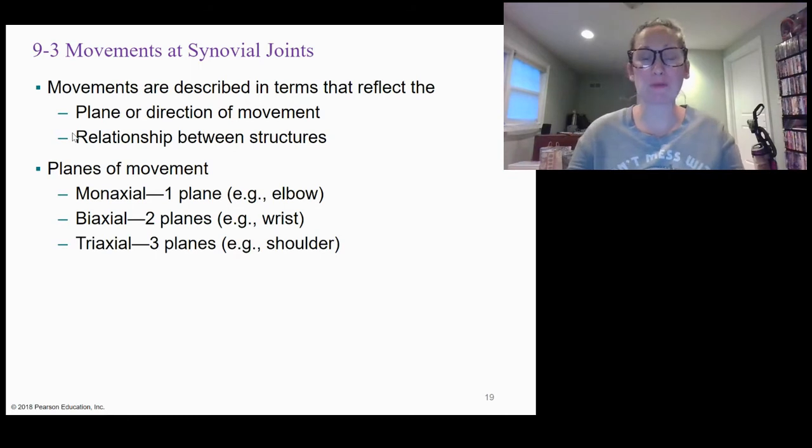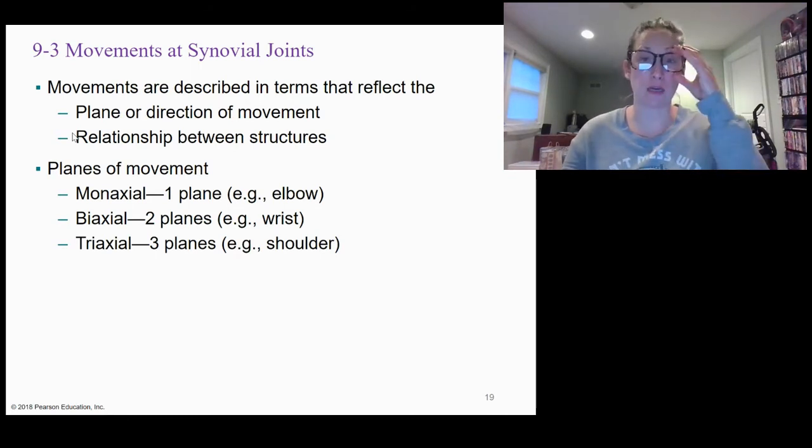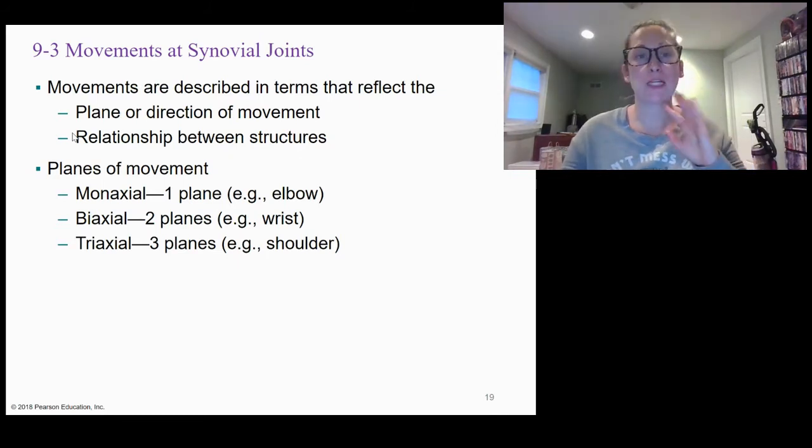Another activity you're going to be doing is a synovial joint movement activity. So you're going to be looking at different types of motion. So I just want to talk about some of the general characteristics, and then you will be exploring flexion, extension, abduction, etc.